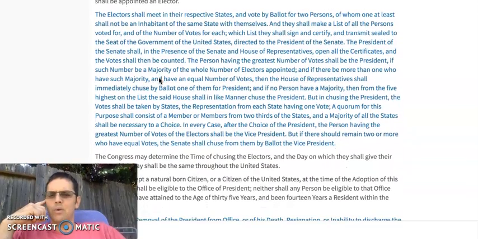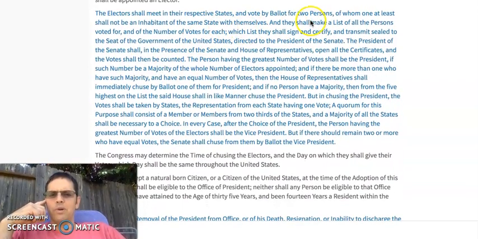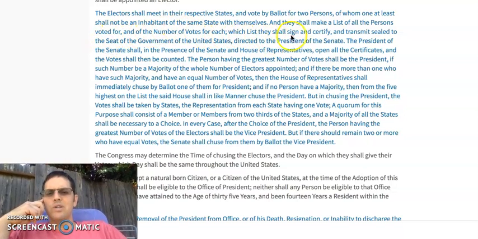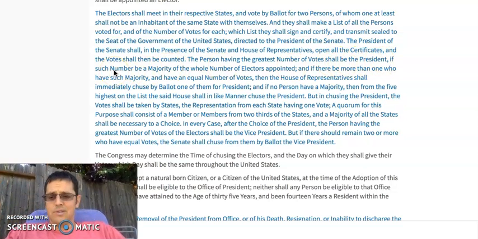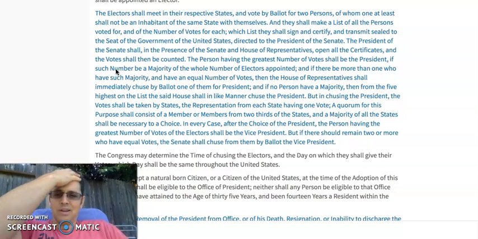The electors shall meet in their respective states and vote by ballot for 2 persons, of whom one at least shall not be an inhabitant of the same state with themselves, and they shall make a list of all the persons voted for and of the number of votes for each, which list they shall sign and certify, and transmit sealed to the seat of the government of the United States, directed to the President of the Senate. The President of the Senate shall, in the presence of the Senate and House of Representatives, open all the certificates, and the votes shall then be counted. The person having the greatest number of votes shall be the President. If such, which many of us watched this last year, which was rather unprecedented, I think.